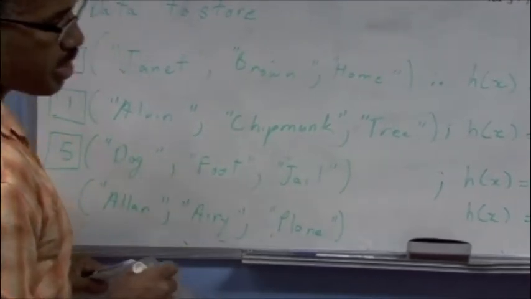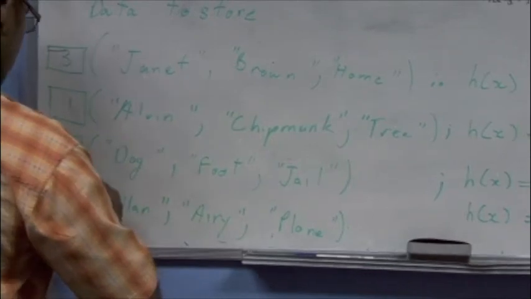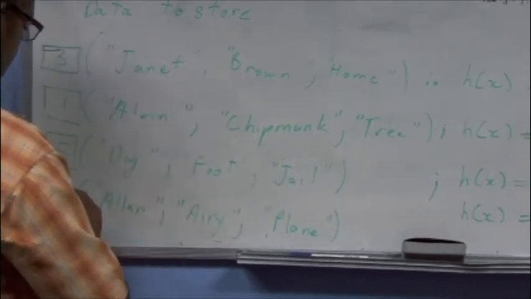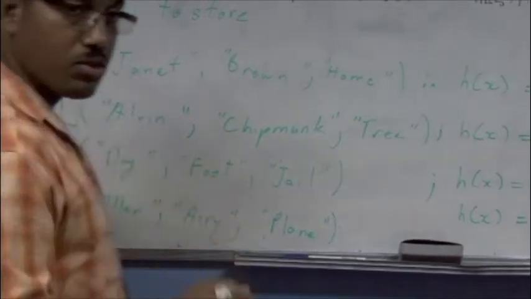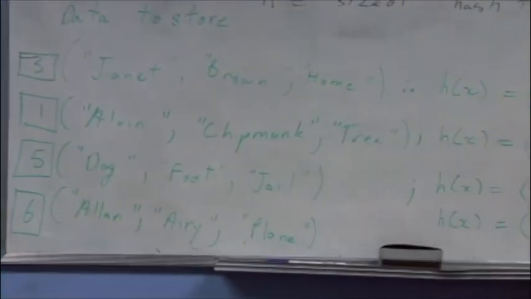Now, it's critical when you're hashing that you don't generate an address that doesn't exist. So that's why the mod function is always useful. That would limit the addresses that would come out of the hash function, and you can limit the address to the amount of memory space that you have available.